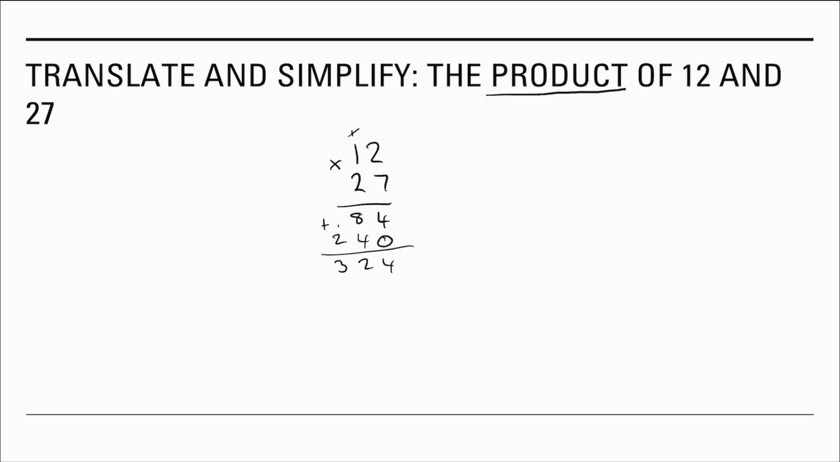And so that's how we would translate. Translate is the part where we're finding out what operation we're trying to use. And so multiplication would be the translation part, and then the simplification part would be doing the actual problem, so finding the answer of 324.